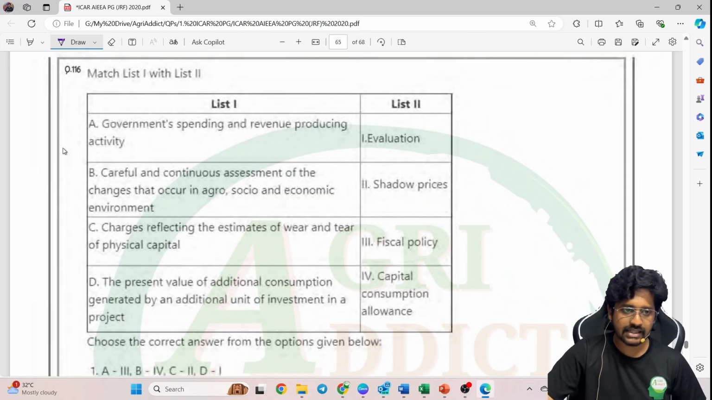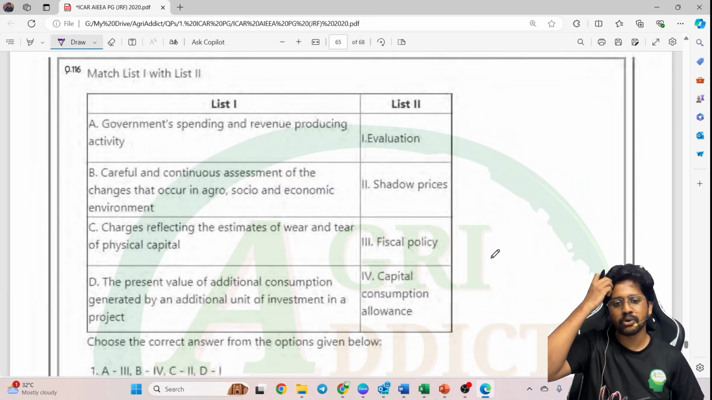Okay, we have to match list 1 with list 2. Question number 116. First one, government spending and revenue producing activity. Among the list, evaluation is there, shadow pricing is there, fiscal policy is there, capital consumption allowance is there. Government spending and revenue producing activity is nothing but the fiscal policy.